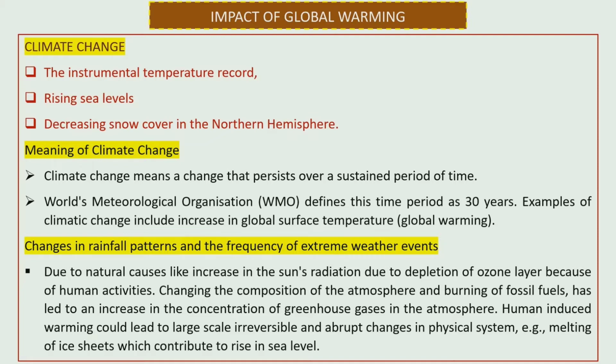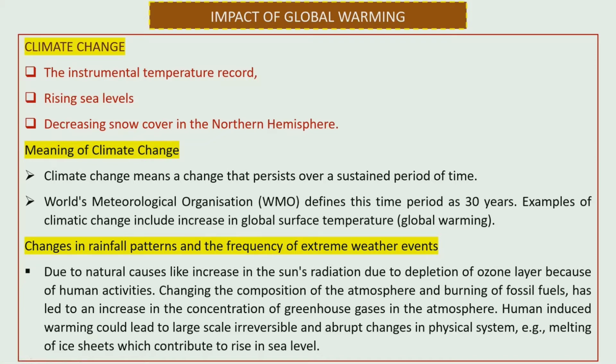Now let us understand the meaning of climate change. Climate change means a change that persists over a sustained period of time. That means over a sustained period of time a climate change is experienced. The World Meteorological Organization defines this time period as 30 years.